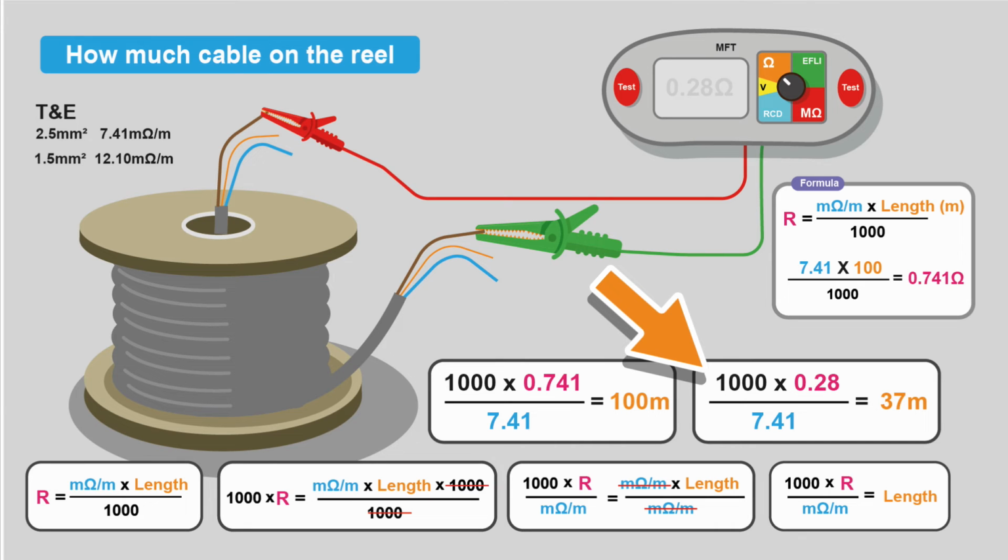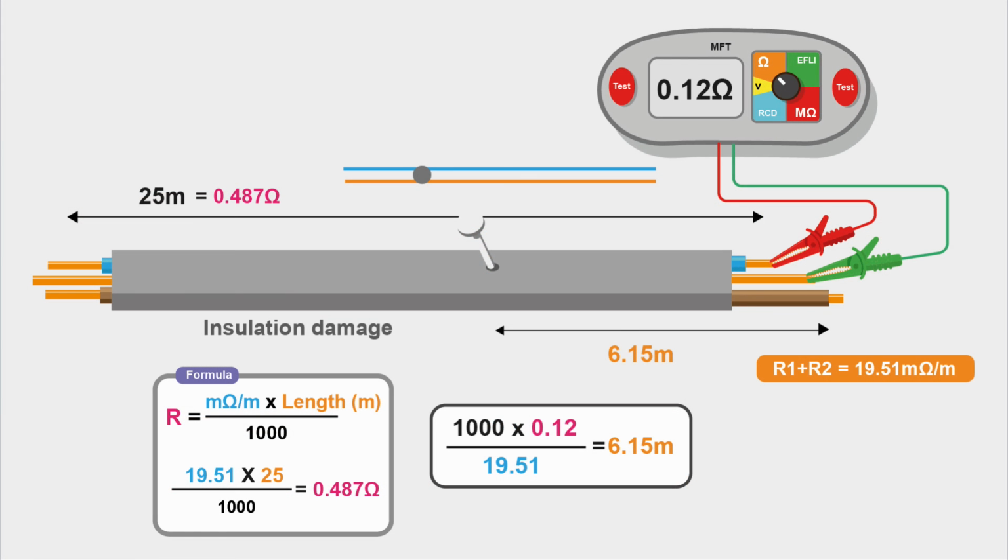If you had a brand new reel of cable, 100 metres say, the resistance reading you'd be expecting would be 0.74. So that's quite useful. And you can also use this when you're fault finding. It's possible that you might be able to find a location of an earth fault, or any short really, on a conductor by using this method as well.